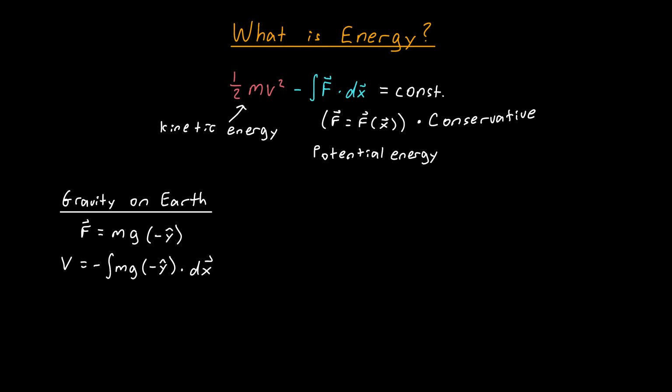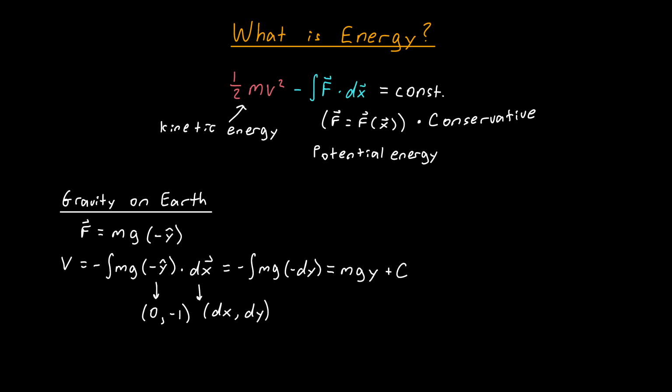And now this dx vector, if you want to think about it in a two-dimensional world, is basically represented by the components dx and dy, whereas the minus y hat unit vector that we wrote down is going to be 0 in the x direction and minus 1 in the y direction. And so when we take the dot product of these, what we'll find is that we get minus integral mg, and 0 times dx gives us 0, and minus 1 times dy gives us minus dy. So that's how we take the dot product. And of course the minus signs cancel out, and what we're left with is mgy plus a constant, right? Since we're doing an indefinite integral.